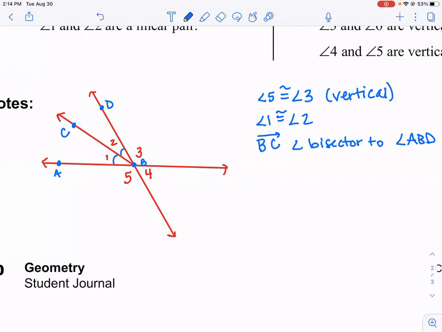Okay, Paxton, what can you tell me about angles 4 and 5? Angles 4 and 5 are supplementary, and we know that because they form a linear pair. You need to know that term, linear pair. You will have to use that phrase, linear pair. Okay.